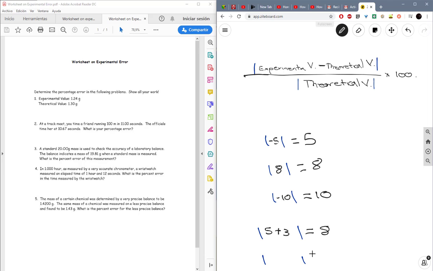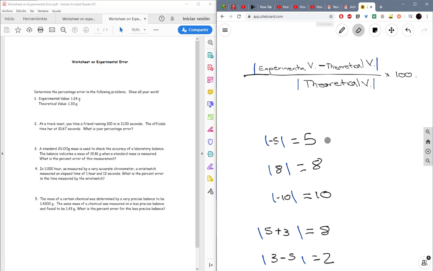But what happens if instead I put something like, let's see, 3 minus 5? Well, 3 minus 5 is negative 2, right? But as this is negative and it's inside the absolute value bars, it has to become positive. So you have to put it positive. Okay? So that is really important for this kind of exercise.